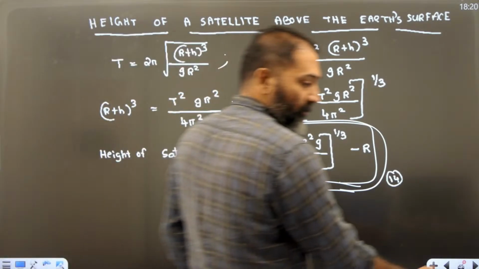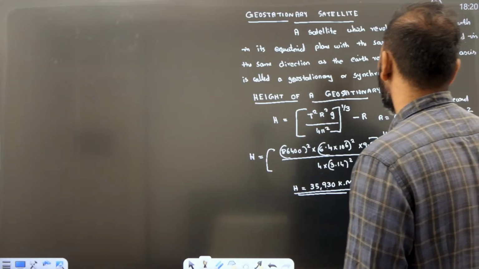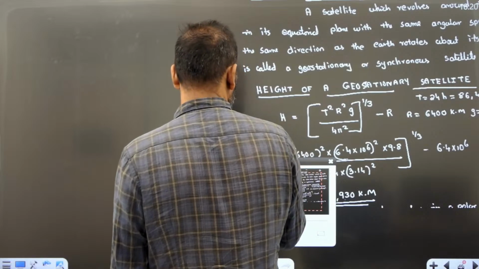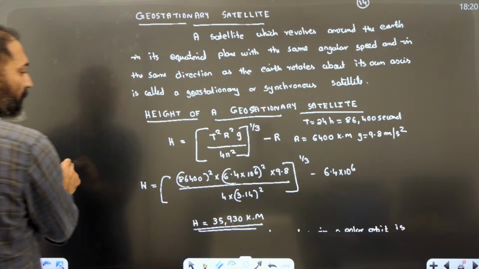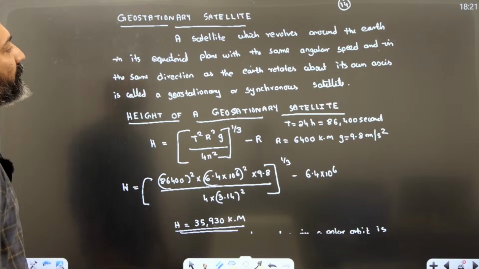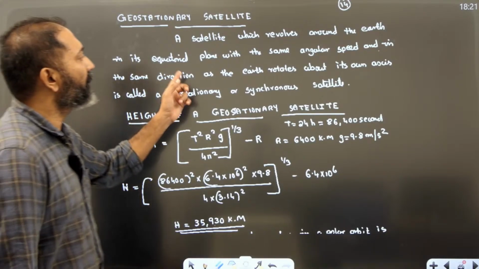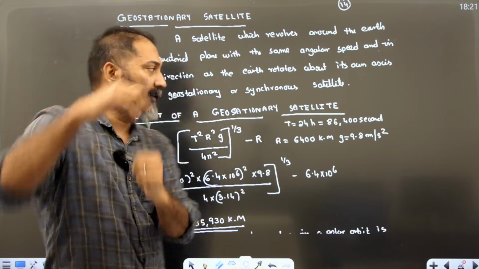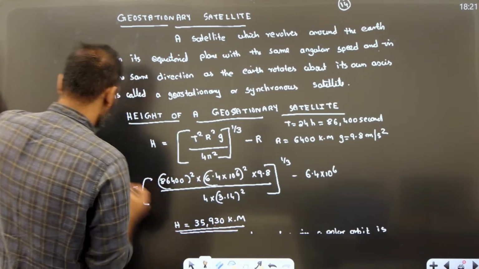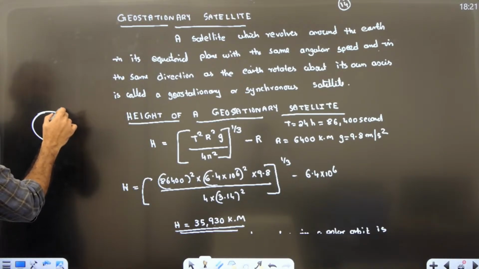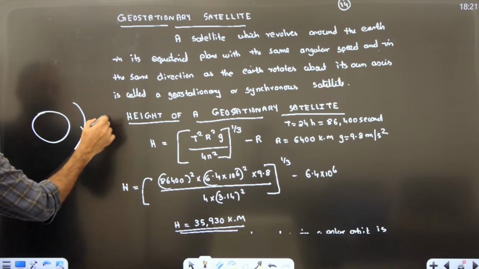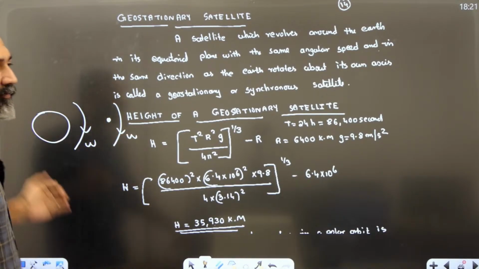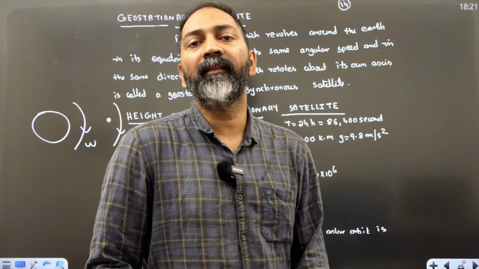Next, geostationary satellite. A satellite which revolves around the Earth in its equatorial plane with the same angular speed. Suppose this is Earth, rotating in this direction with angular velocity omega. If a satellite rotates in the same direction with the same angular velocity, the satellite will appear stationary when viewed from Earth.